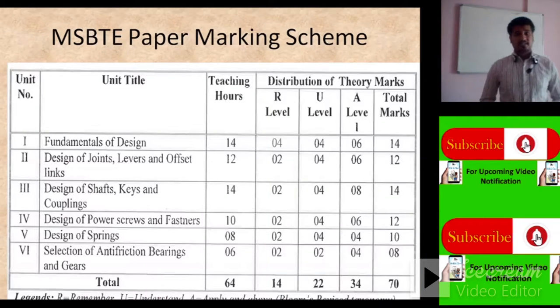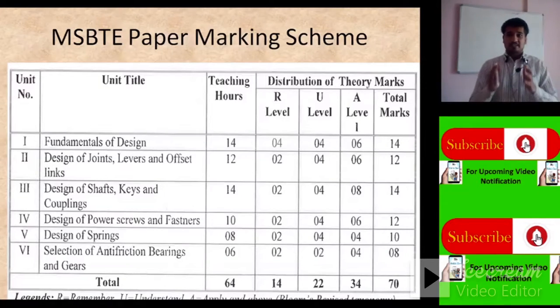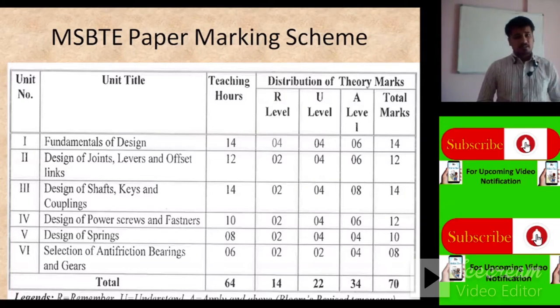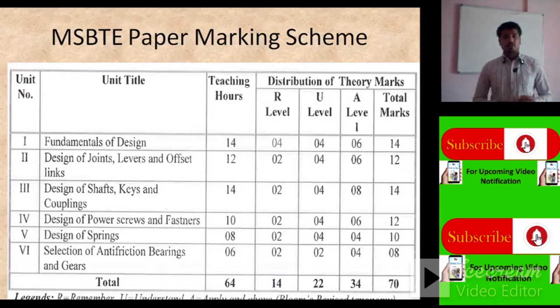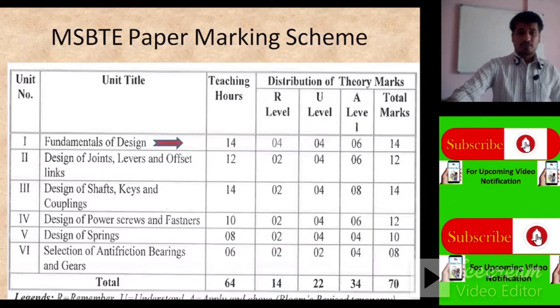The next point is MSBT paper marking scheme. Here we have the different units. The 70 marks end sem examination is divided into these 6 units, and we have the marking scheme of every unit.